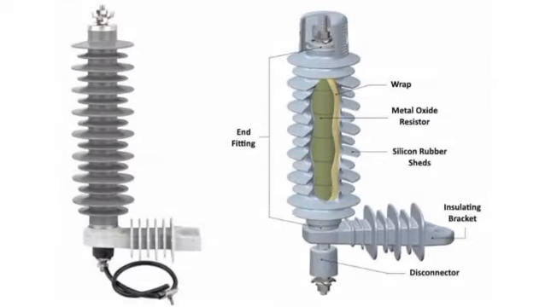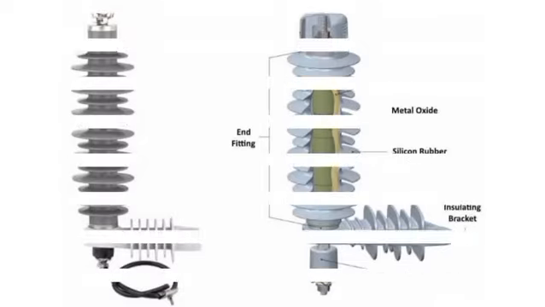A surge arrestor is a device designed to protect electrical equipment from transient overvoltages or electrical surges caused by switching actions, lightning strikes, or other sudden disturbances. These surges can damage sensitive components if not properly diverted. Surge arresters operate by offering a safe path for surge current diversion, preventing it from reaching the connected equipment.